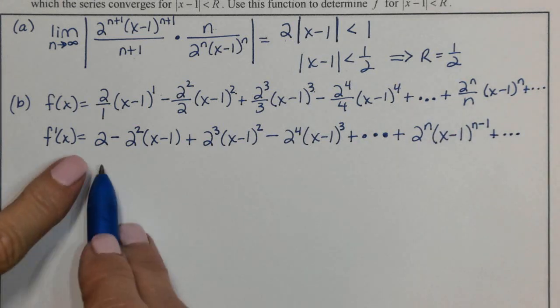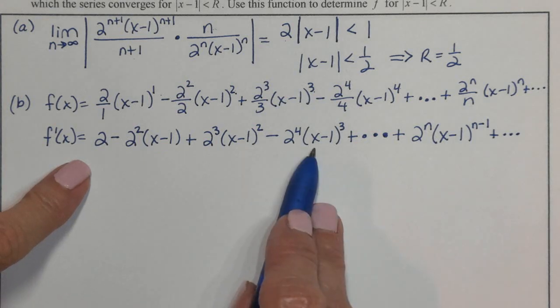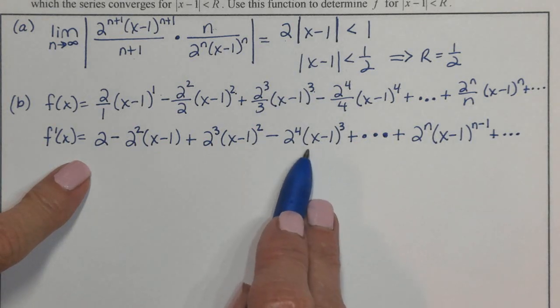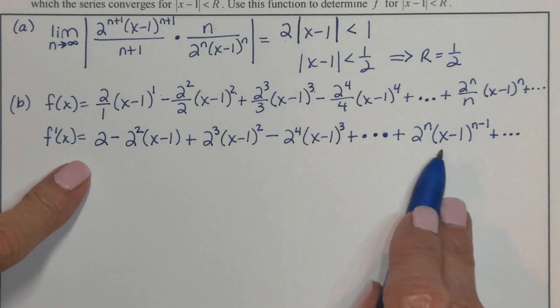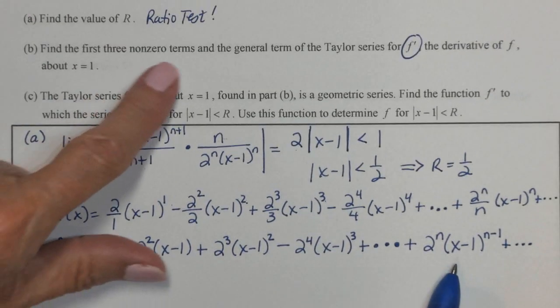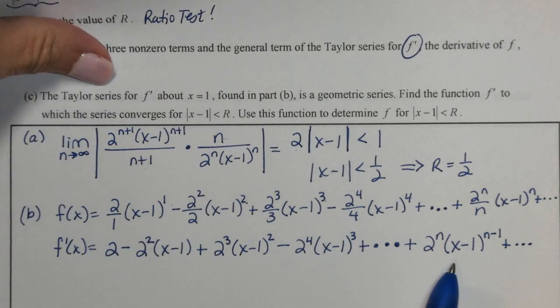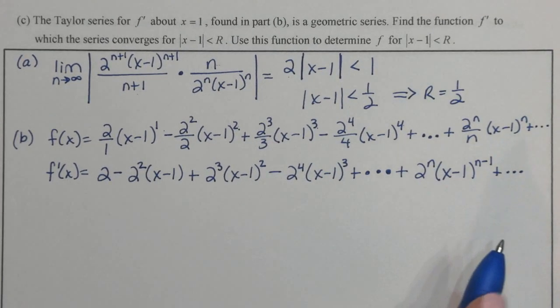So they asked me to find the first 3 non-zero. I found 4, that's fine. I just didn't have to find that fourth one, but that's okay that I did. And the general term, there's the general term. So I found the first 3 non-zero and the general term for f prime. Okay, part C.